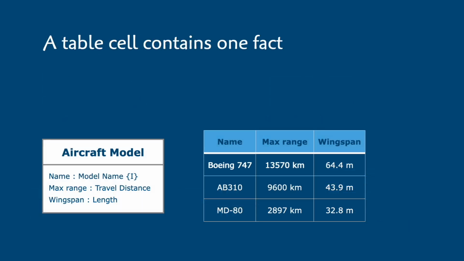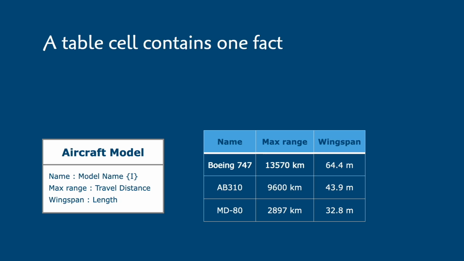The central idea is that a row-column intersection of a table, or cell as we'll call it, always contains one fact, not zero facts and not multiple facts. Let's explore this idea with a class that defines different designs or models of aircraft. Here we see instances of Boeing 747, AB310, and MD-80. Note that each aircraft model has its own name. Each specifies a maximum range and a wingspan. Surely there are many other attributes and components we could consider, but for our purposes we'll stick to just these attributes.